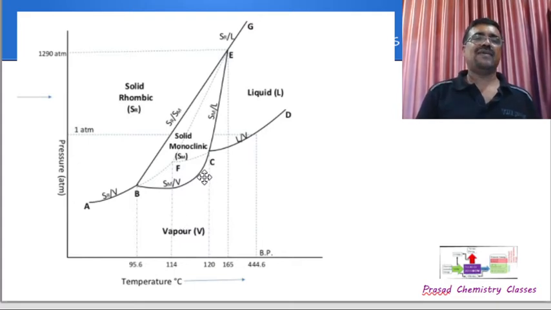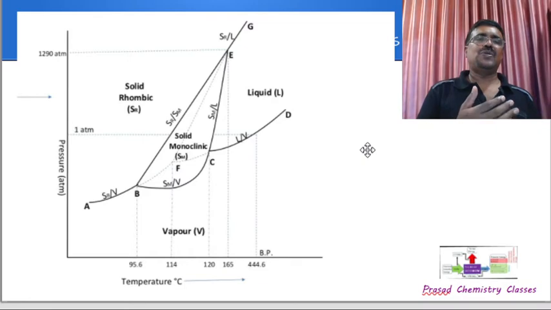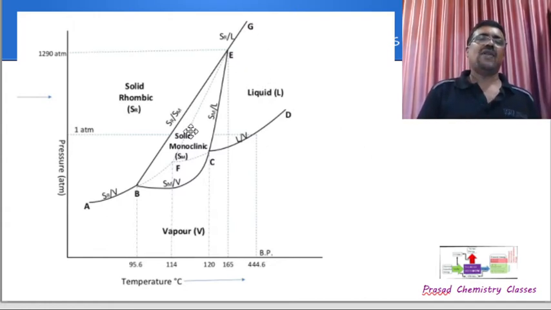Then you can see, though it is not very clear, a dotted line extending from B to F here. Similarly, a dotted line extending from C to F and E to F. So if you do not do the heating or cooling very slowly, the formation of monoclinic crystals will not happen. If you are cooling liquid sulfur and the cooling is not done very carefully, conversion into monoclinic sulfur will not separate out even at E. What will happen? Rhombic sulfur will separate out.